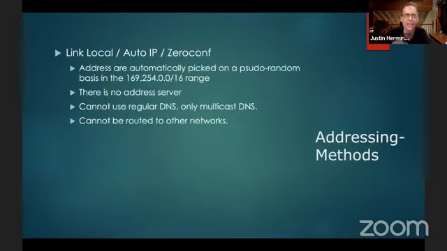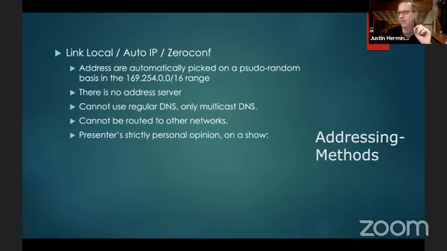And last but not least, link local, also known as auto IP or zero config. The addresses are not assigned by any sort of server or entity. They're pseudo-randomly picked in the 169.254.0.0 range. There's no address server because there's no server, no centralized control. You can't use regular DNS, only multicast DNS between devices, and you cannot route them to other networks or to the internet.